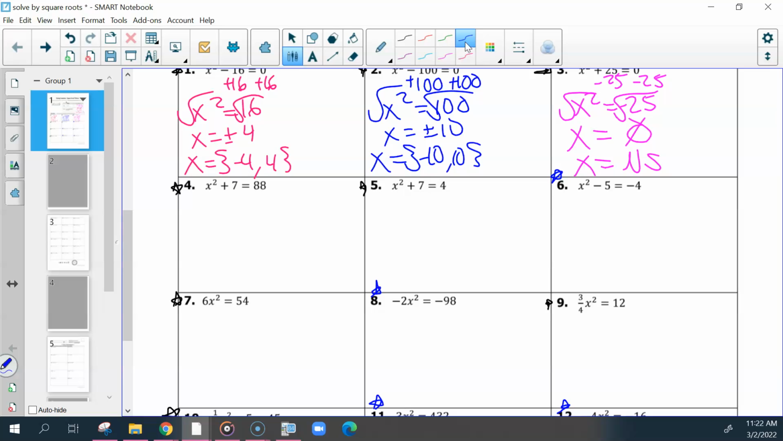Let's turn to number 4, subtract 7 on both sides. 81 is a perfect square, so we can take the square root of both sides and get, what? 9 plus or minus 9. So that would be negative 9 and positive 9.